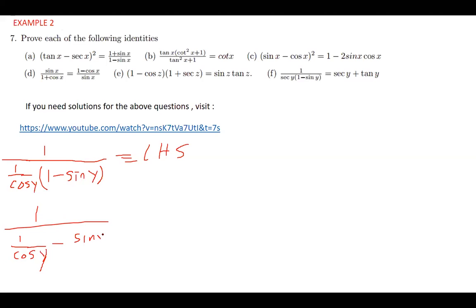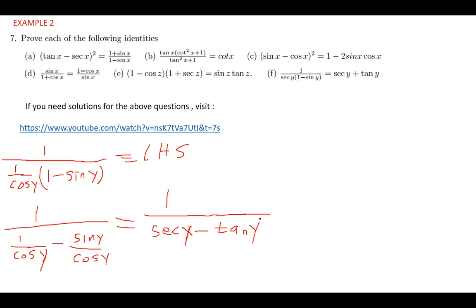Sine y over cos y. So this will also give us what? 1 over cos y is sec y, and then minus sine y over cos y is the same as tan y. It's the same as tan y.